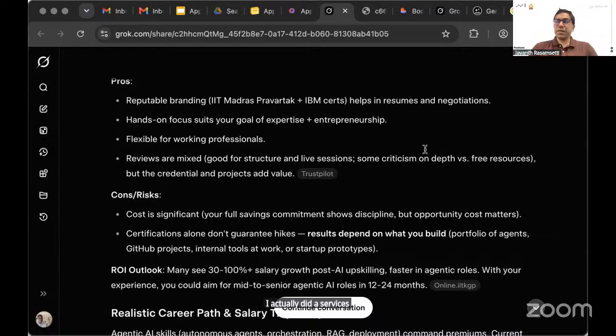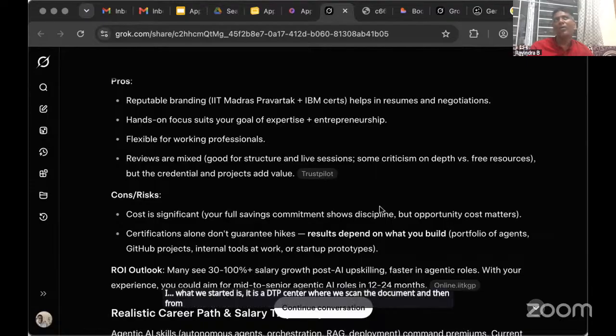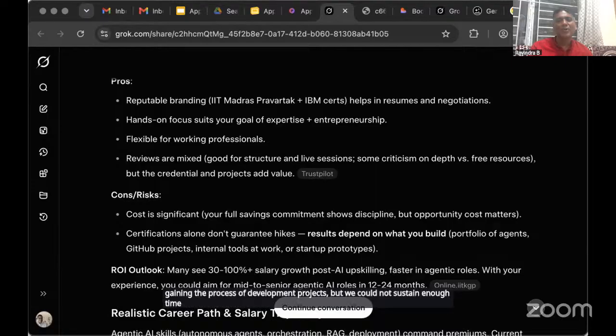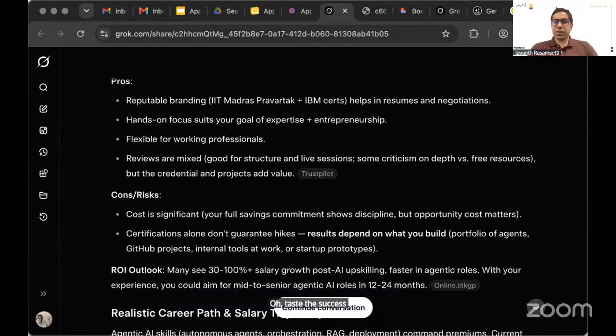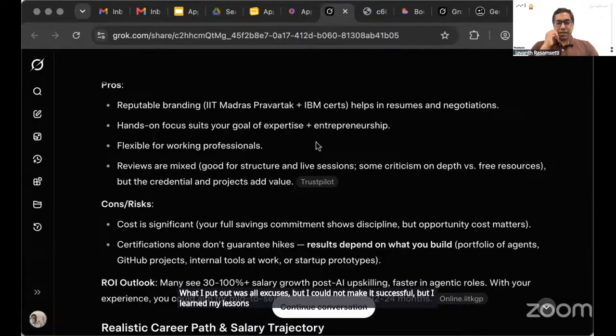What we started is a DTP center where we scanned documents and converted books to soft copy. In those days, in 2002, that's what we used to do, and we got decent income. But I started going for development projects, and we could not sustain enough time to taste the success there. Whatever it was, all excuses, I could not make it successful. But I learned my lessons.